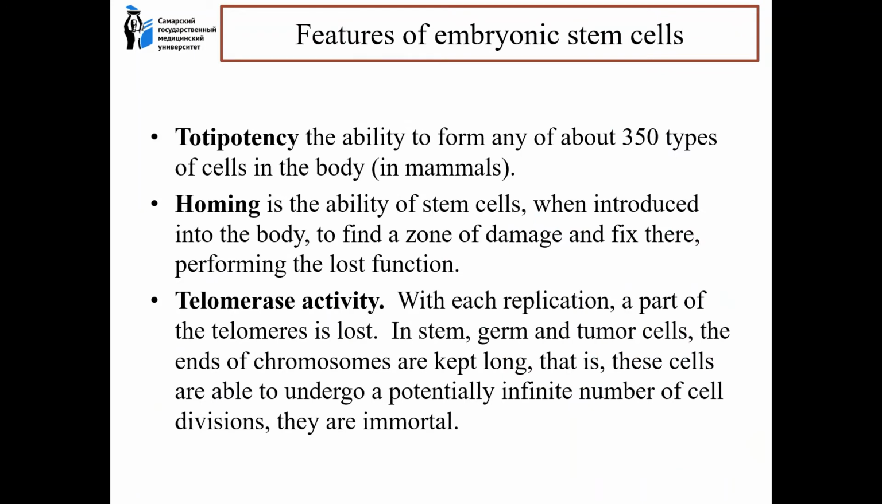Features of embryonic stem cells are: totipotency, the ability to form any of about 350 types of cells in the body. Homing is the ability of stem cells, when introduced into the body, to find the zone of damage and fix there, performing the lost function.